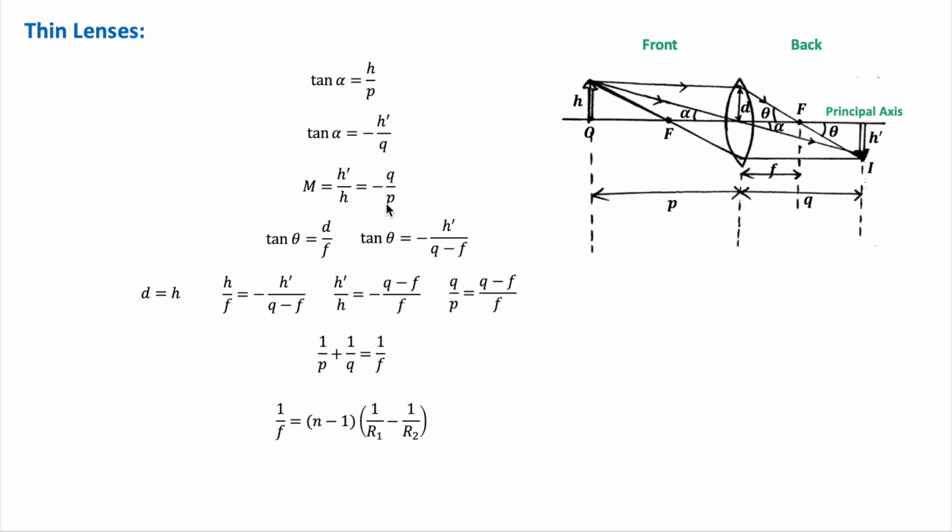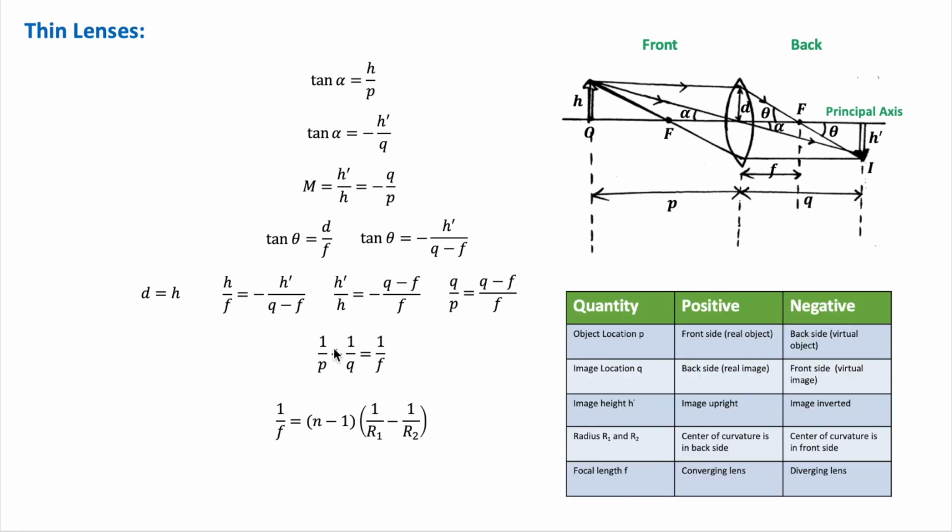So as you can see, this equation for the magnification of the lens is the same as that for the mirror, okay? And also we have tan theta equal to d over f, and it's also equal to minus h dash over q minus f. This distance here is q minus f. And we have also d equal to h. So we equate these two equations, we substitute for d as h, and then we use the magnification equation, and we finally get this equation here.